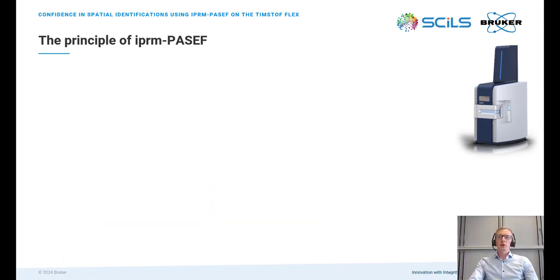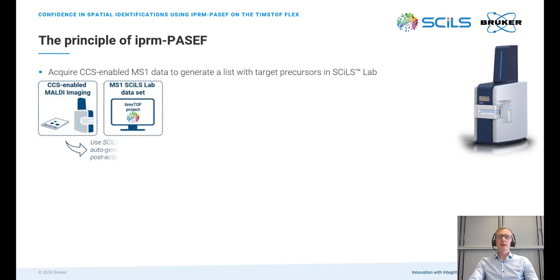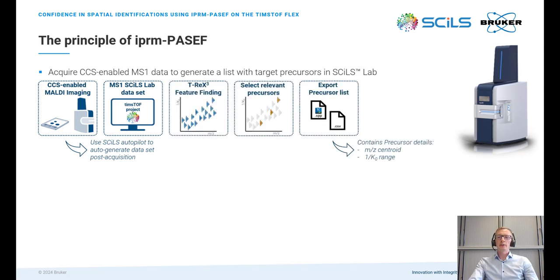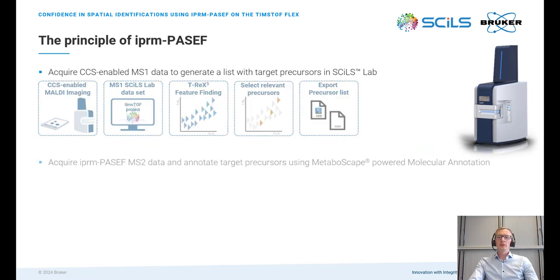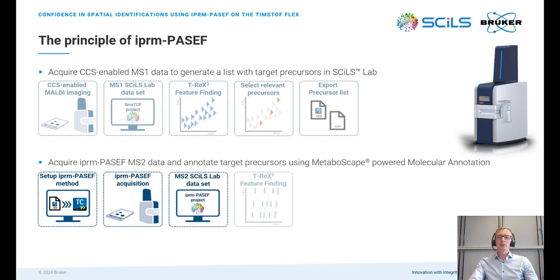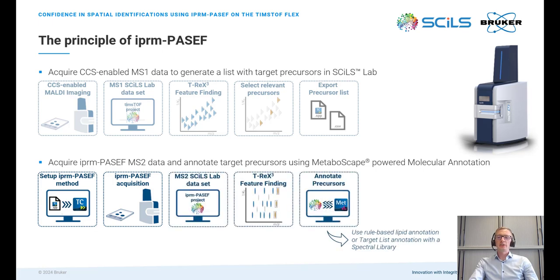The workflow that we offer starts off with a regular CCS-enabled multi-imaging acquisition that we analyze in SCiLS Lab. Here, we use the direct feature finding to find and select molecules of interest which we want to use as fragmentation precursors. Subsequently, those precursors are transferred to the timsControl acquisition software for the MS2 measurement. The precursors are then annotated in SCiLS Lab on MS2 level, based on the rule-based lipid annotation or targeted annotation with spectral library and powered by MetaboScape.